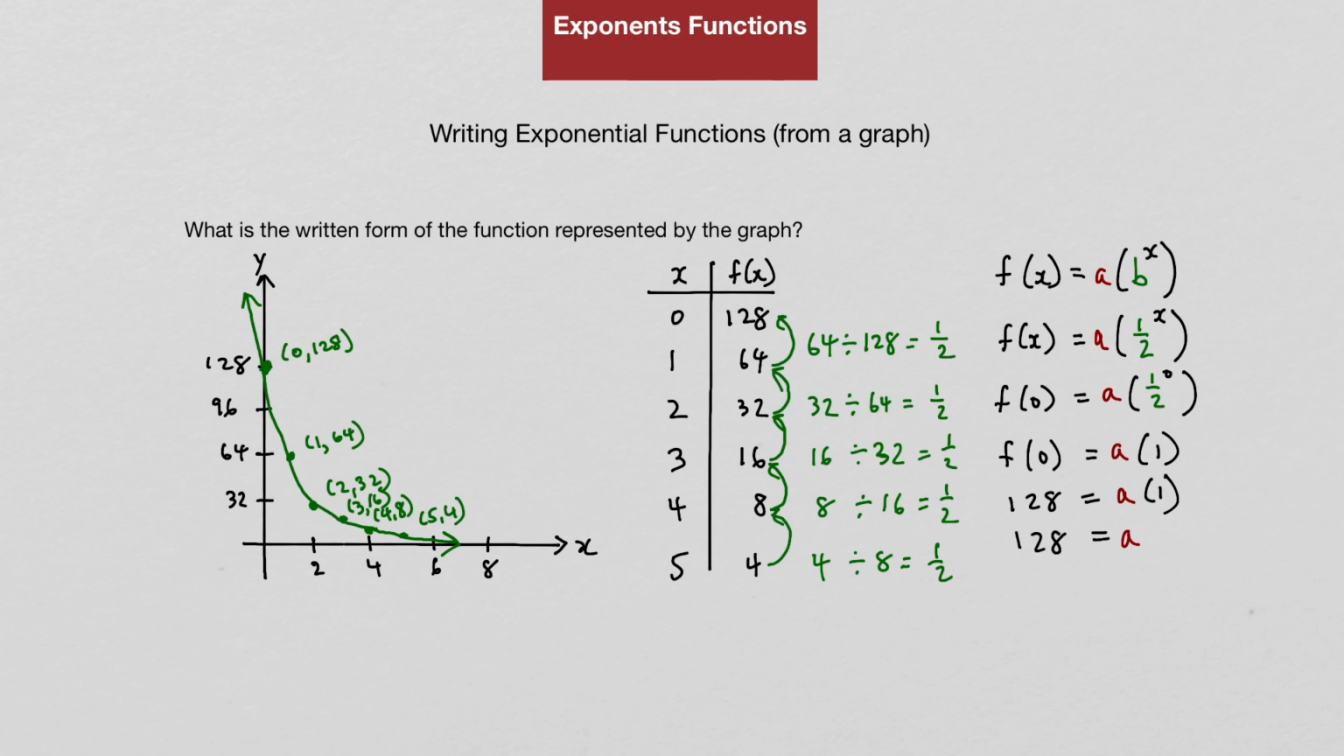So then my final function is f of x is equal to, we solved for a, so we now know it's 128 times our b, which we already solved to be 1/2, to the x power. And that is our answer.